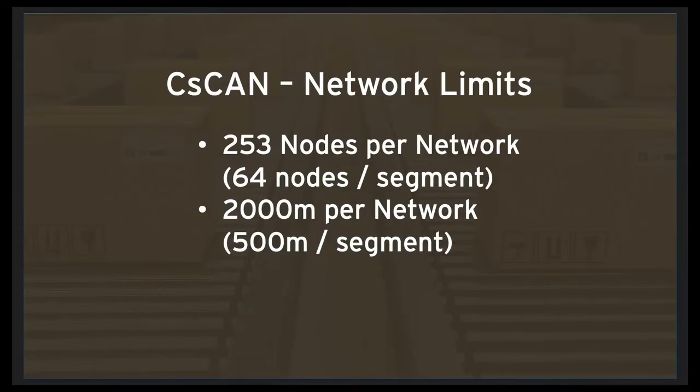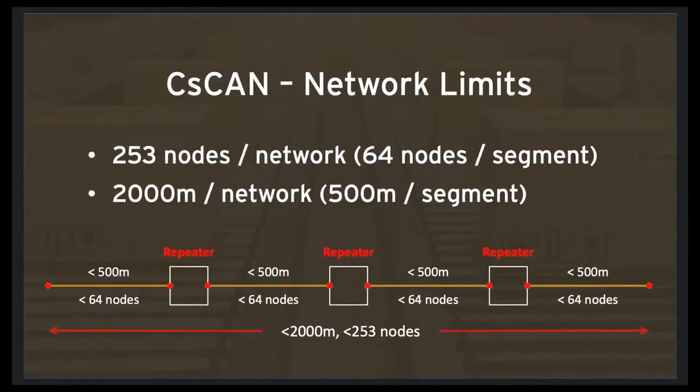In terms of total network distance, you're limited to 2 kilometers or 2,000 meters per network, but no more than 500 meters per segment. What do we mean when we talk about a segment here? Okay, well, let's take a look at this graphically. What I'm showing there in that diagram is 4 interconnected segments, each that have to be 500 meters or less. Each has to contain 64 nodes or less. Those are all interconnected using up to 3 repeaters.